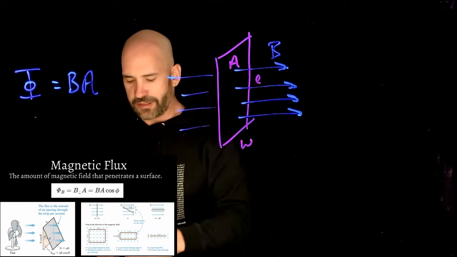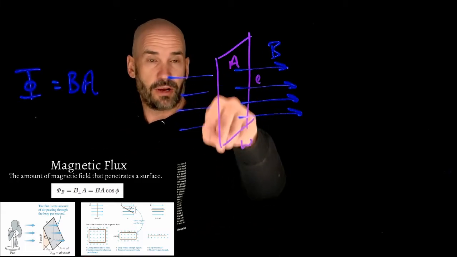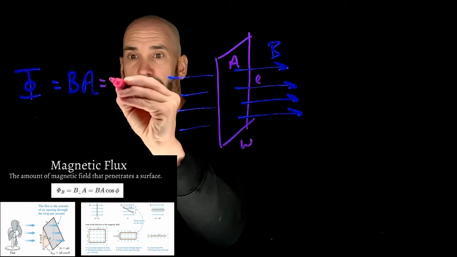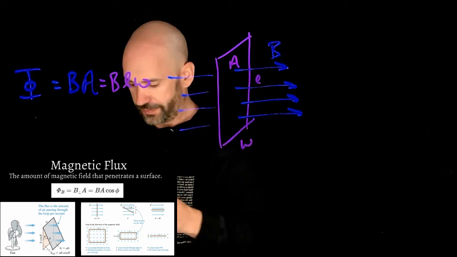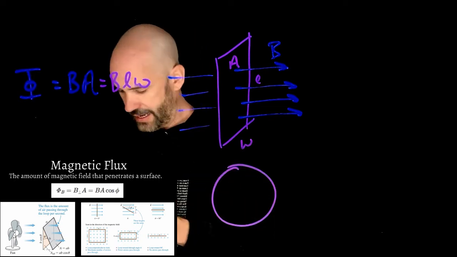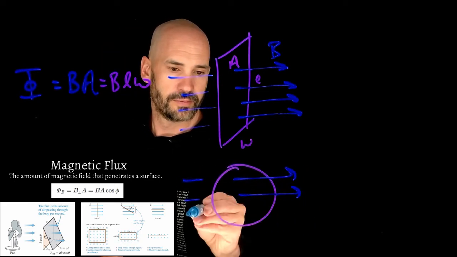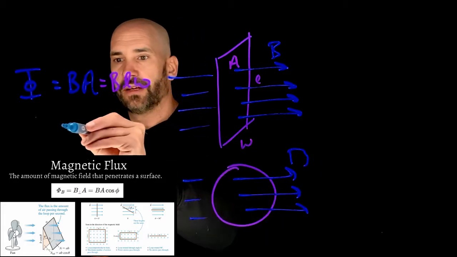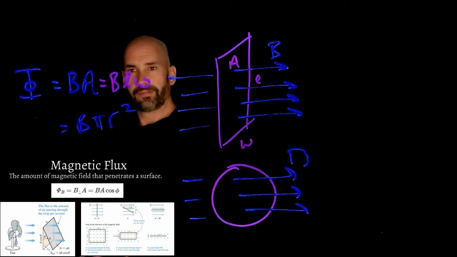In this case, to be more specific, and this won't always be the case, this is a rectangle, so the flux will be B times length times width. But if it was a circle instead, with magnetic field flowing through it, then it would be B times pi r squared, as you would guess.